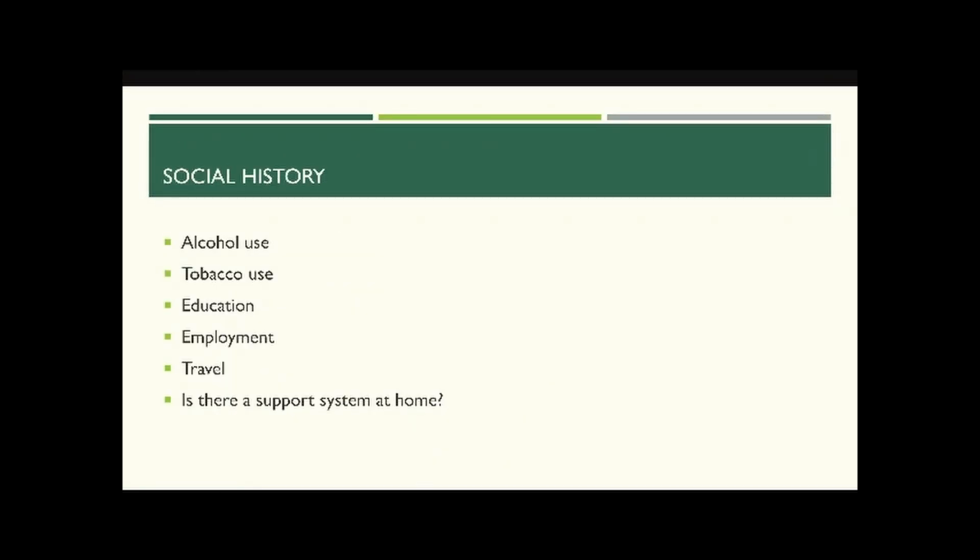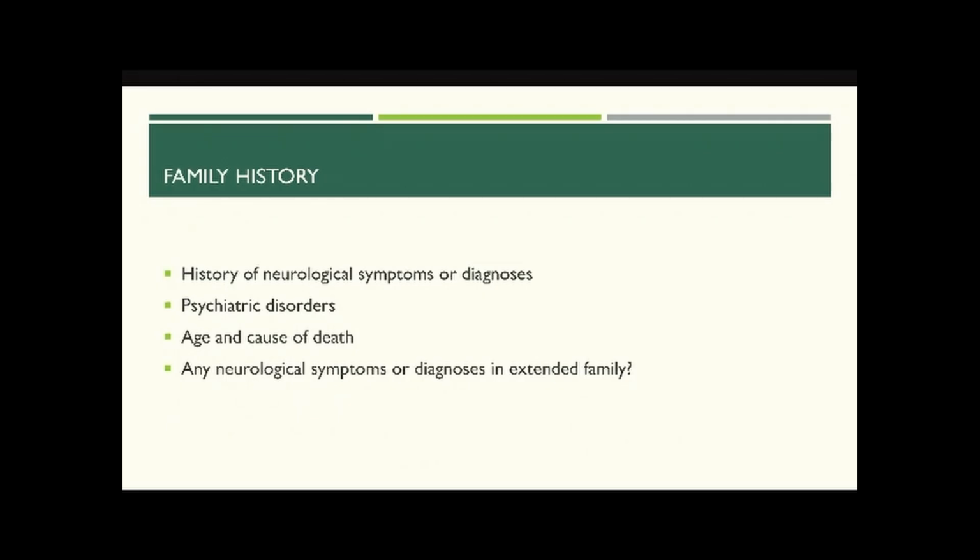Social history, obviously ask about alcohol, tobacco, drug use, education, employment, travel. Support system at home is very important depending on what they're coming in for. If they have a massive stroke and half their body doesn't work, they can't take care of themselves at home, they need help. Can they go upstairs? Stuff like that. A lot of this stuff you'll also get in geriatrics. A lot of all the issues you'll focus on in that class as well.